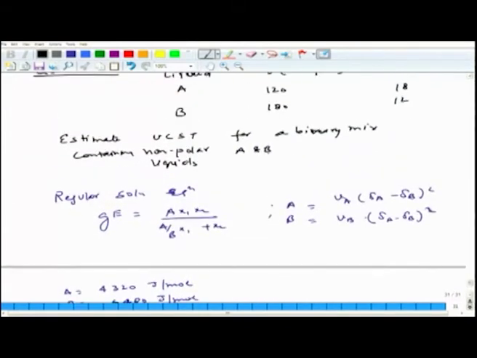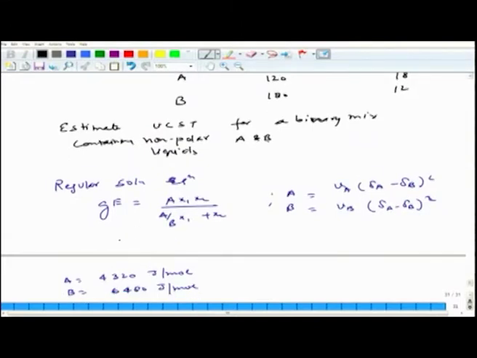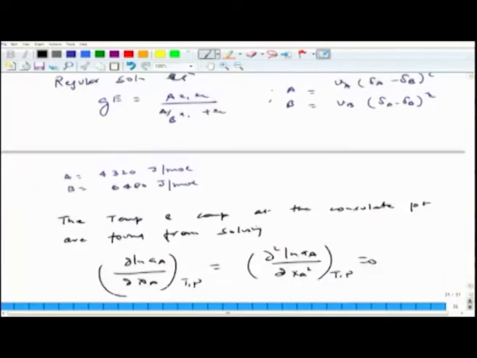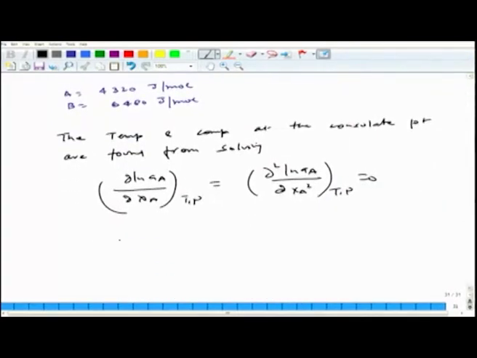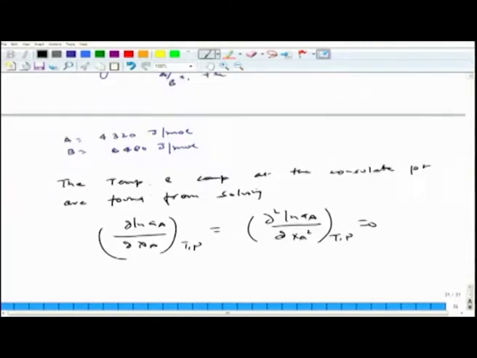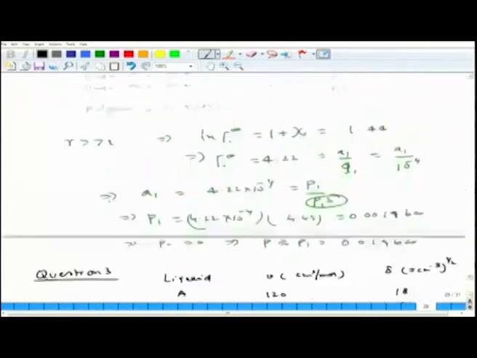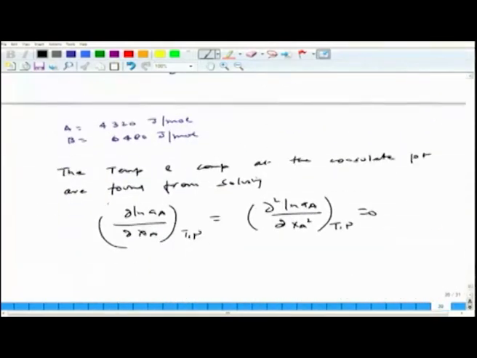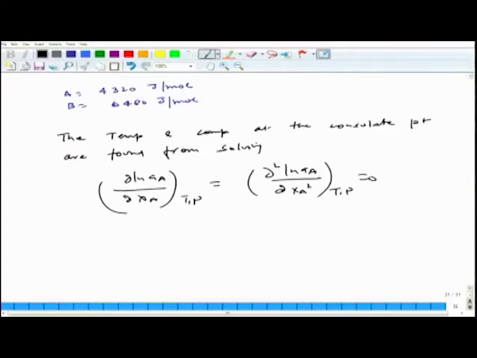So you can get these activities, because from here you can get the log of gamma, and from there you can get the activity. So basically you can obtain this log of a. This is something which we have done for regular solution theory, straightforward. I am going to directly write the expressions which you should be able to evaluate. This is something which you can do at home.